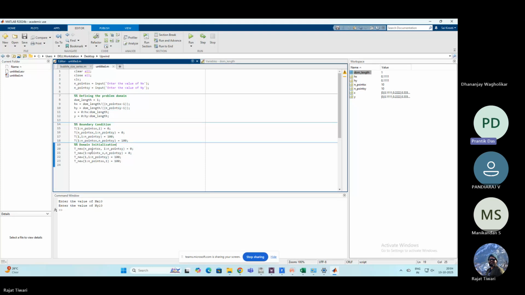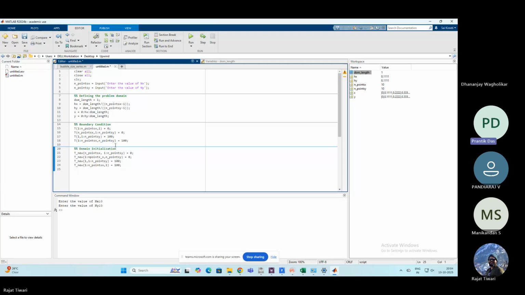And similarly, I'm doing domain initialization before solving the problem, because I'm going to solve this problem in an iterative manner. So I'm putting a temperature initial value over the whole domain, and after the initialization I will iterate the problem and see the temperature profile across that diagram.